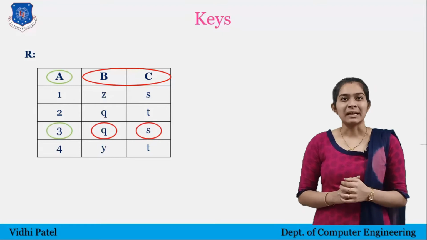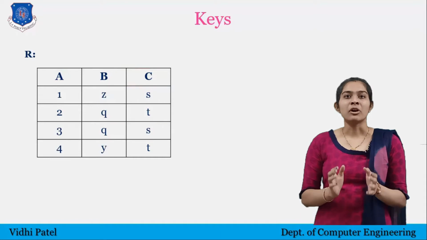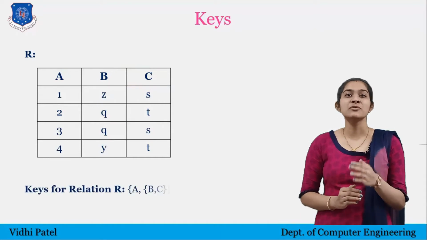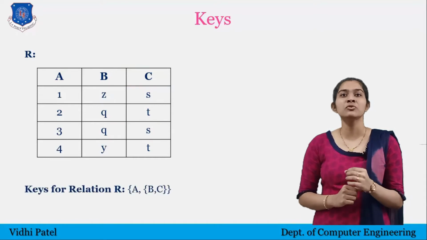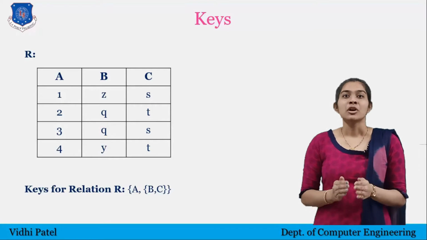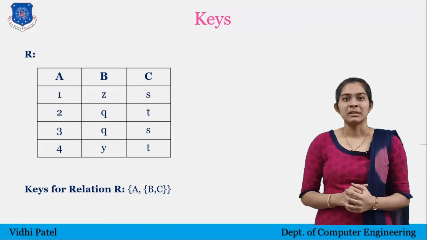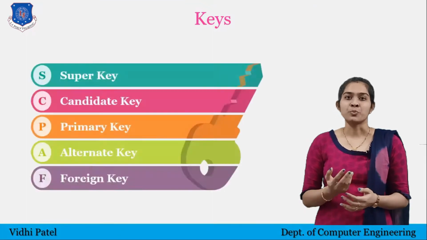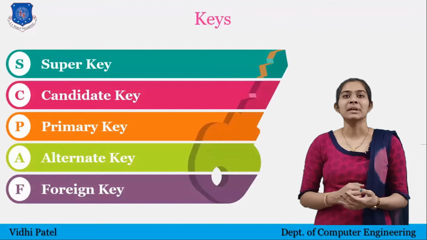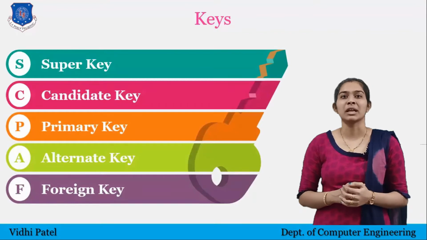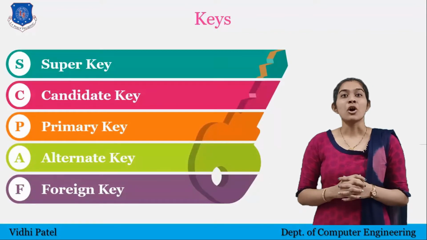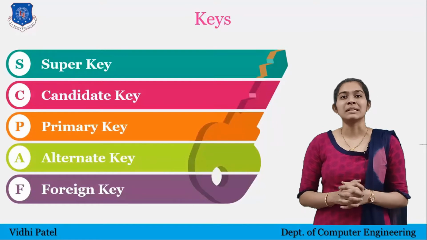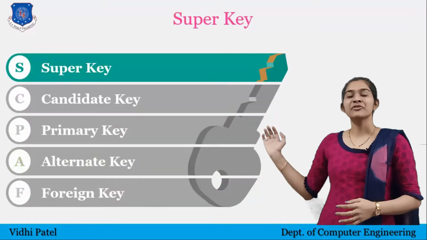So we can say that a key is an attribute or a set of attributes which is used to identify each tuple uniquely in a relation. Here, a row is referred to as a tuple. Several keys are defined, which are super key, candidate key, primary key, alternate key and foreign key. Let's try to understand all the keys using a simple example. Let's start with the super key.